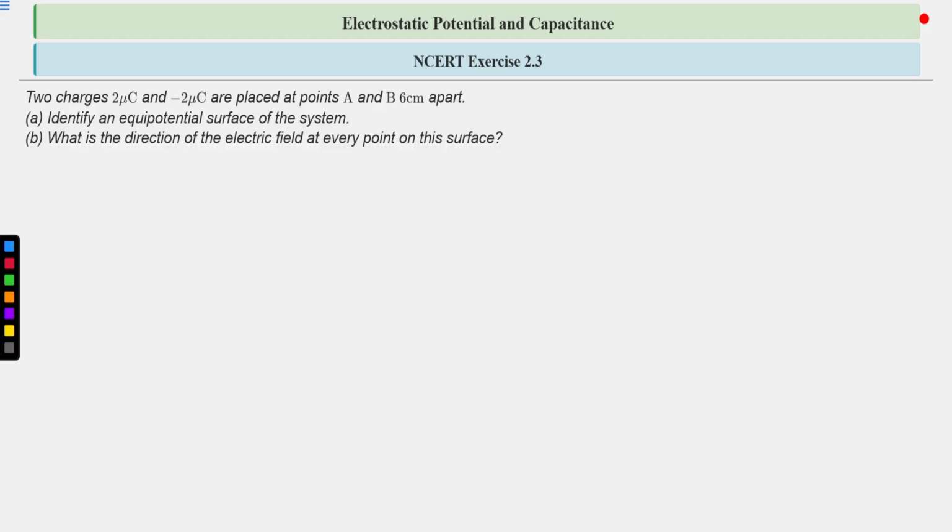So here is the question, and the answer for A is: the surface on which potential is same everywhere. So an equipotential surface is a surface on which potential is same everywhere, and the direction of electric field at every point on the surface is normal to the plane. As we have discussed in the theory section, the direction of electric field at any point on an equipotential surface is perpendicular to it.